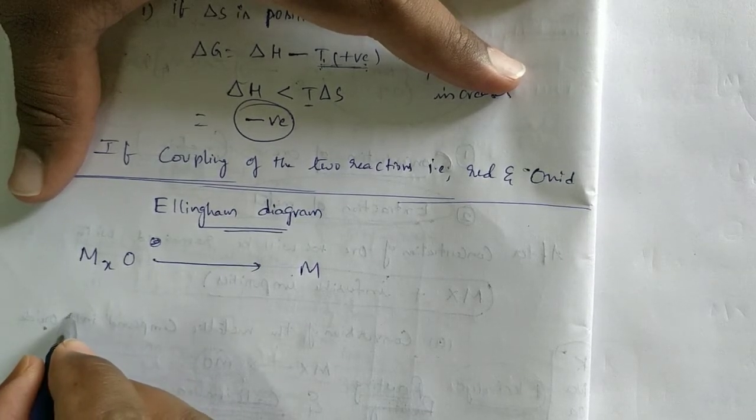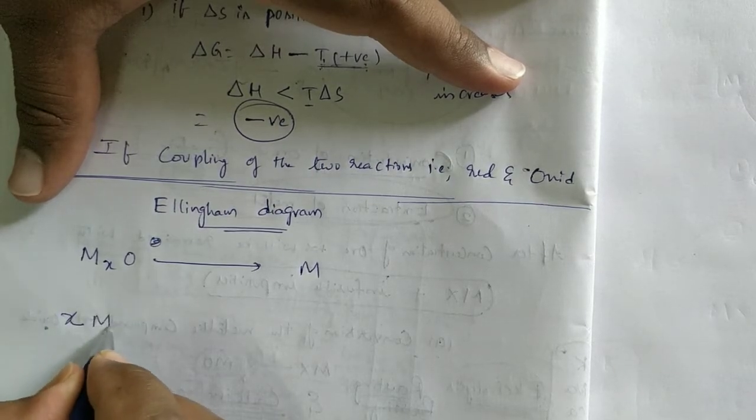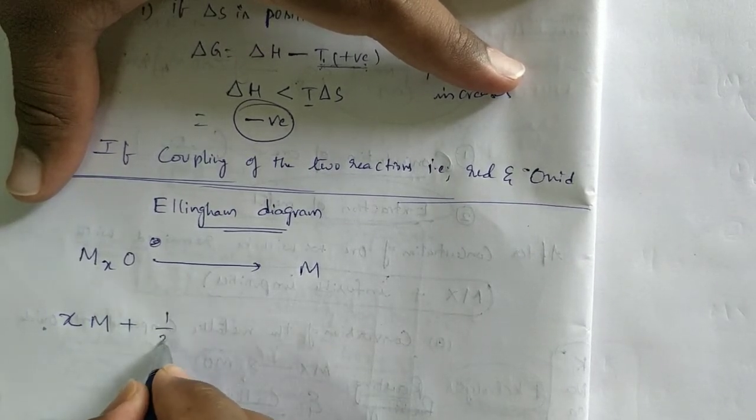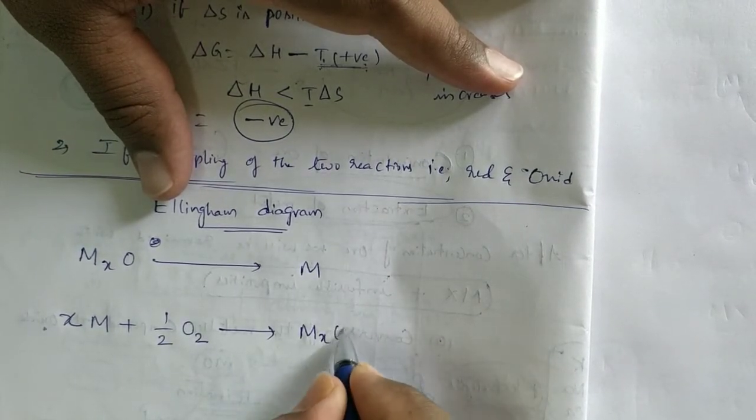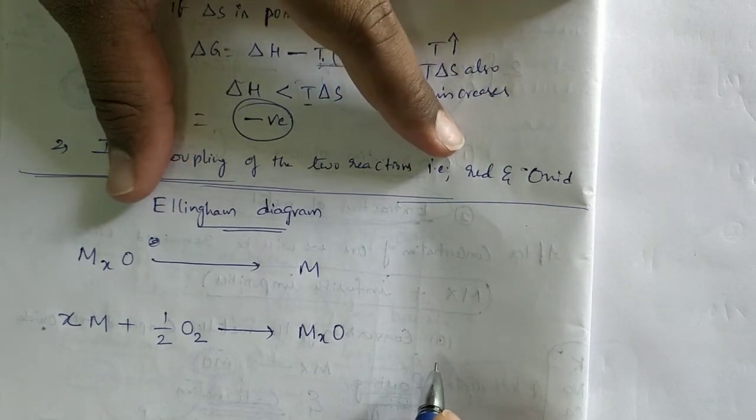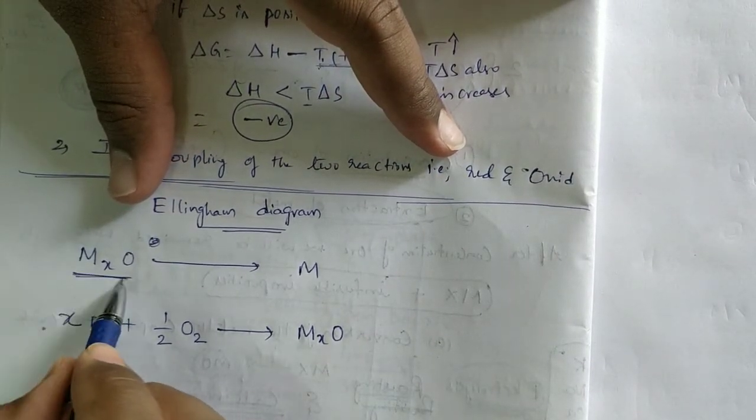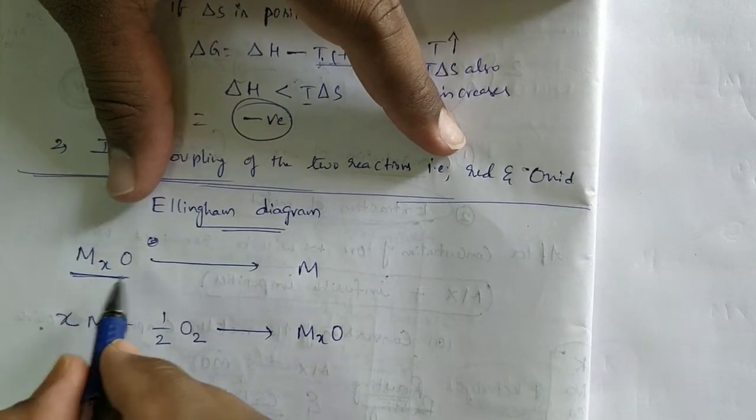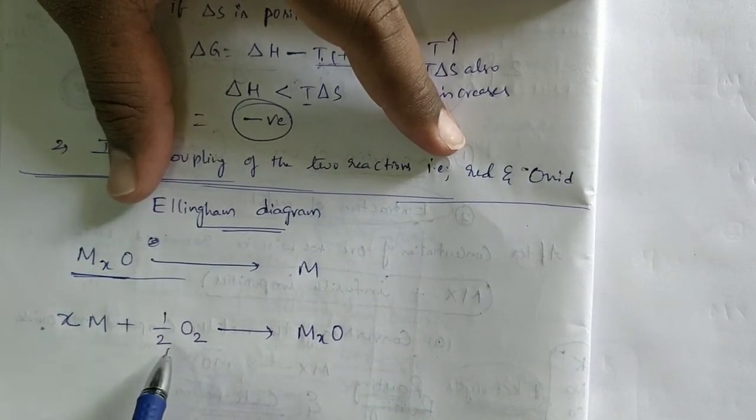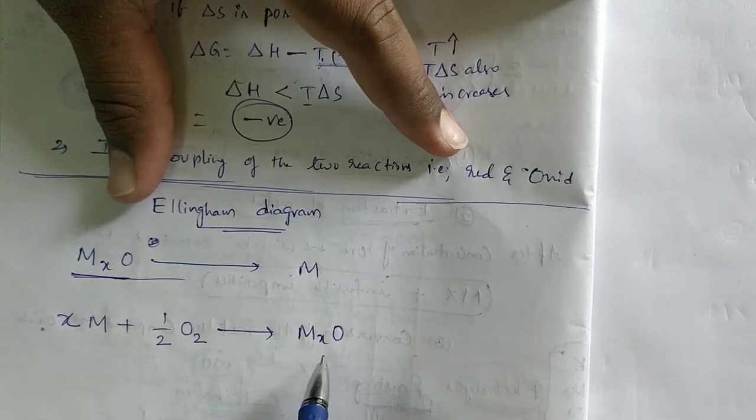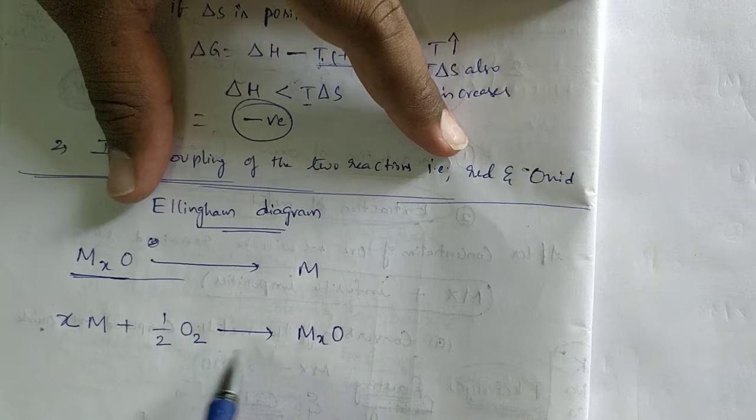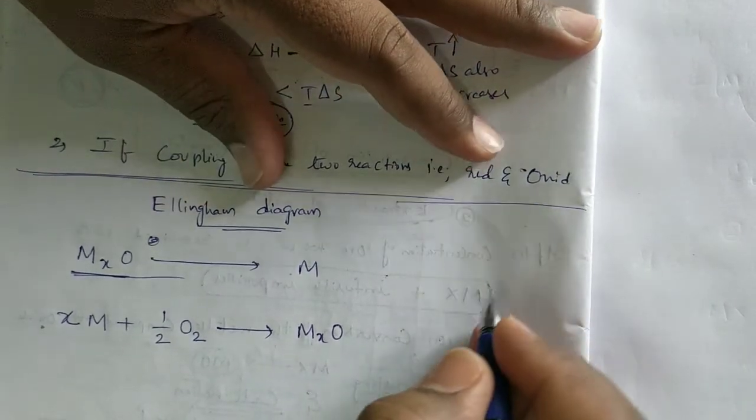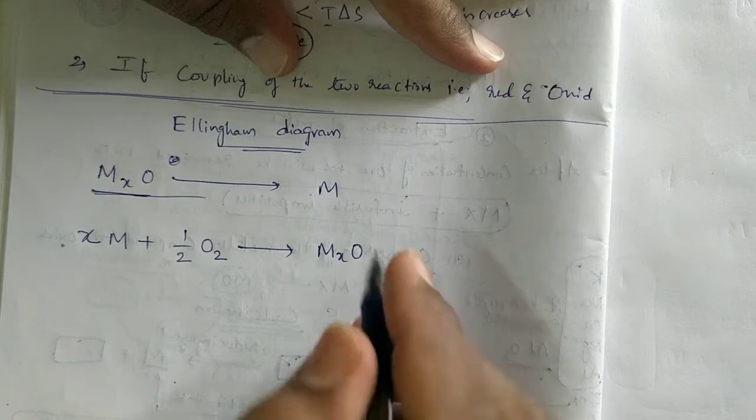For our convenience, I am going to take the first reaction: xM plus half O2 gives rise to MxO. Actually, metallic oxide should undergo reduction, losing oxygen. But in a reverse way, why am I taking it? Metal is going to react with oxygen to form metallic oxide. Why I am taking this step, you will understand clearly, no problem. First, xM, metal, is going to combine with oxygen to form MxO. This is the first reaction.